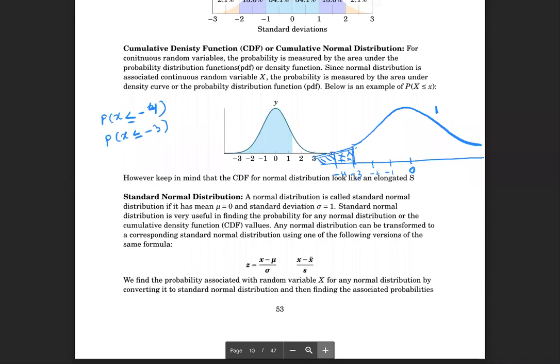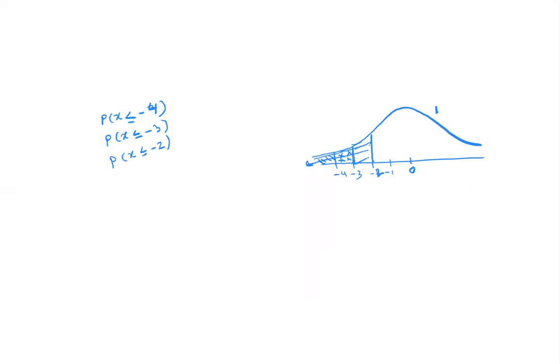If you're going to be considering the probability of X less than or equal to -2, then so this is -2, everything to the left of this. So this area, and everything to the left. If you are to consider the probability of x less than or equal to -1, and -1 is right here, you're going to consider everything to the left of that. Okay?